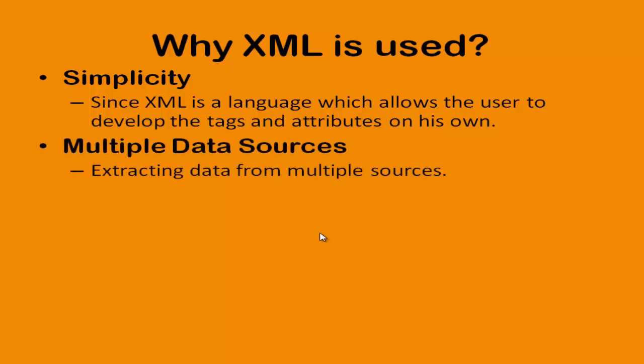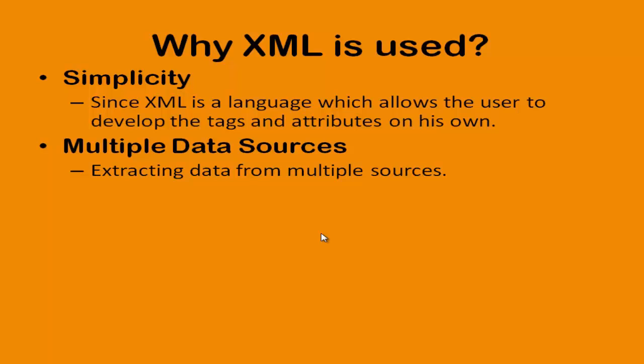The second use is that it can integrate multiple data sources. It means that XML is used to extract data from multiple sources. It can extract data from an Excel sheet, from a database, from a web page. So whichever the data source might be, it extracts the data from it. This is the main usage of XML. So we can import the data from XML inside an Excel sheet, and we can even export or extract the data from the Excel sheet into an XML web page. So this is quite useful.